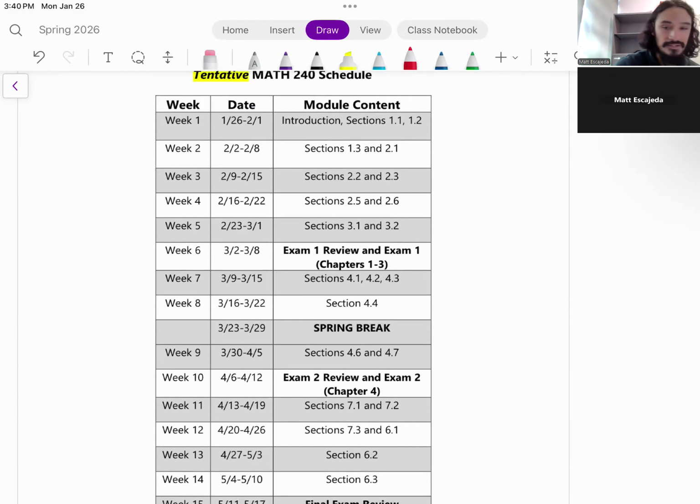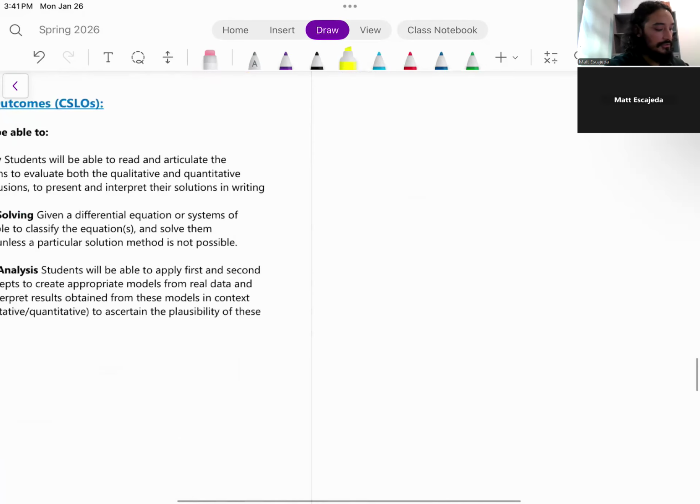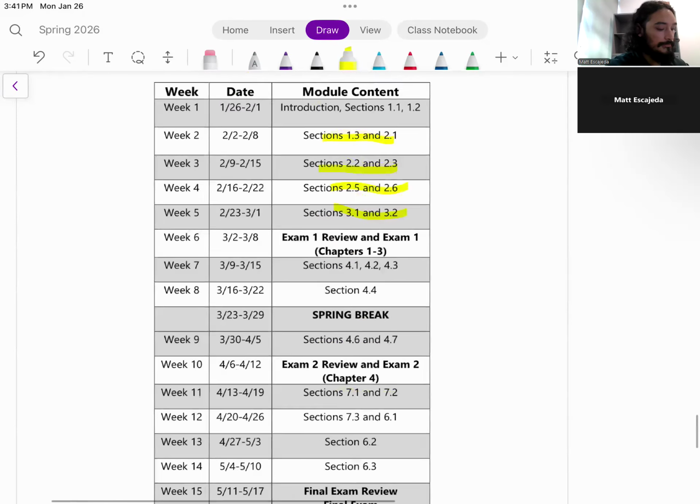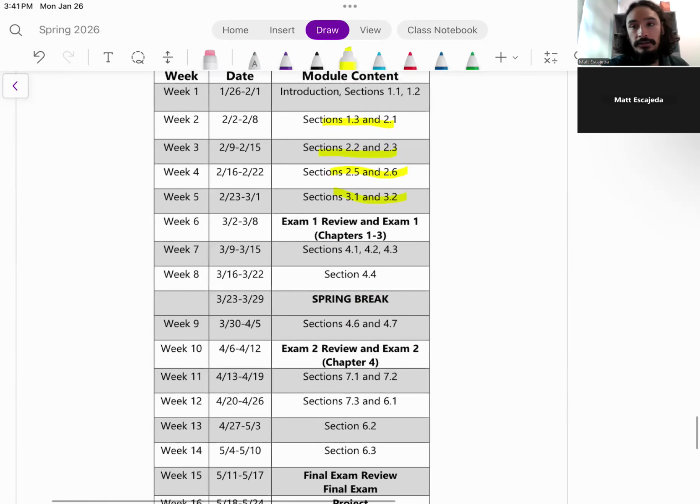This first section is the introduction, 1.1, 1.2. We're going to take it a little easy this week. Not too content heavy, just vocabulary and maybe a problem or two. And then some homework and lab discussion and so on. That's the way the weeks will work. It's one week after another, learning a couple sections, homework, discussion, and staying on track.